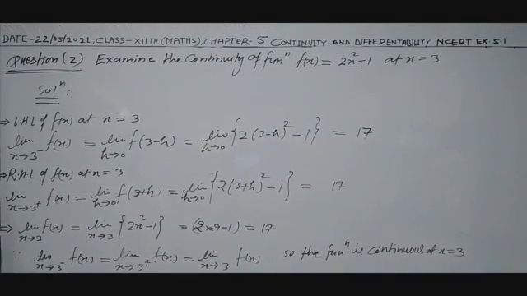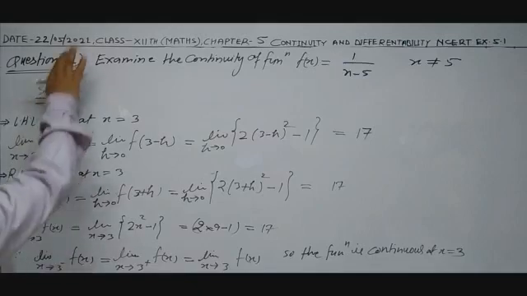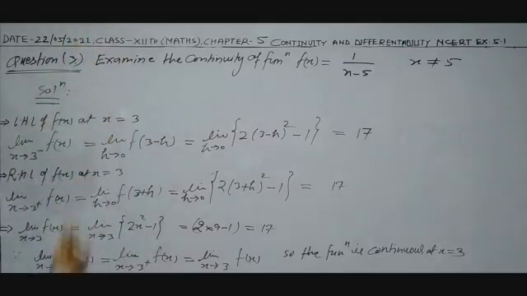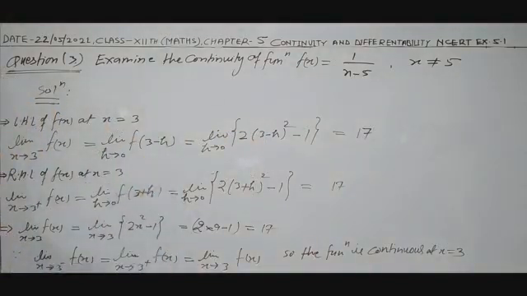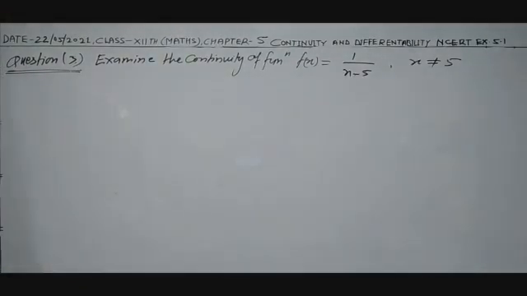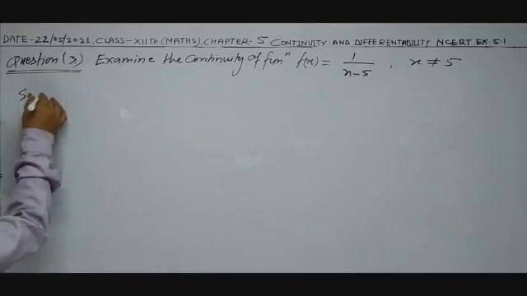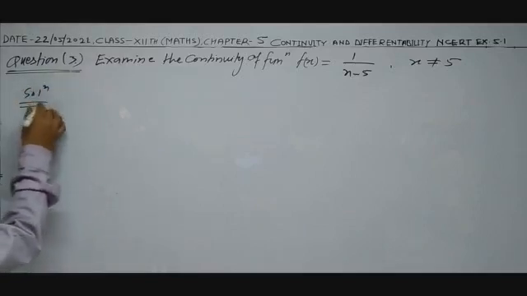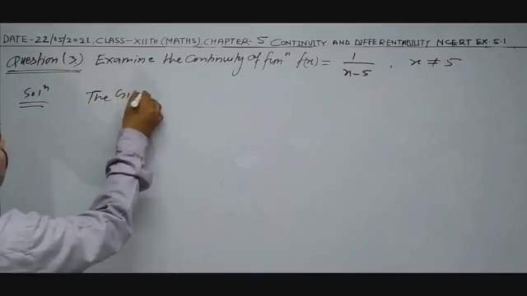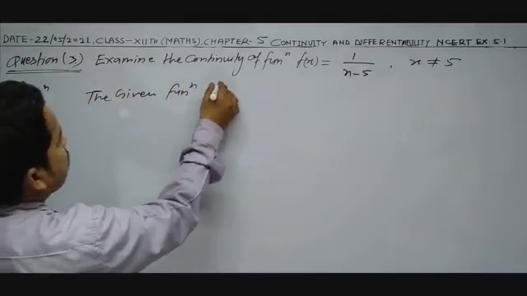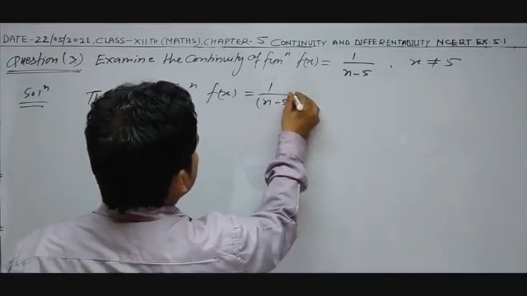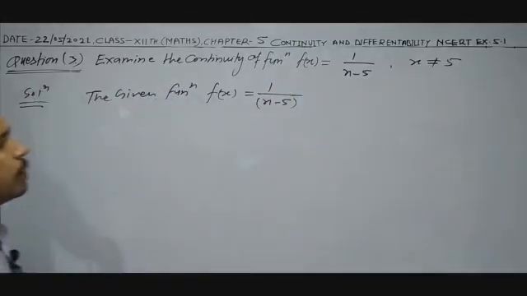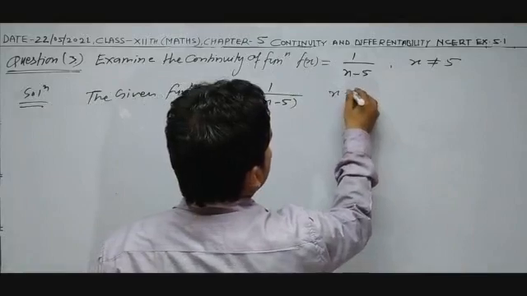So come to question number 3. Examine the continuity of the function f(x) is equal to 1 upon x minus 5 for x is not equal to 5, because you know at x is equal to 5 the function is not defined. So see the solution. The given function f(x) is equal to 1 upon x minus 5, such that x is not equal to 5.